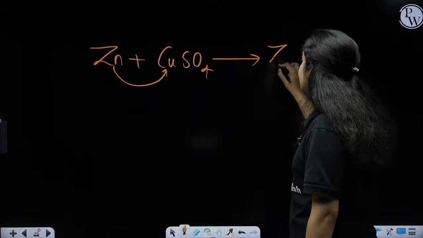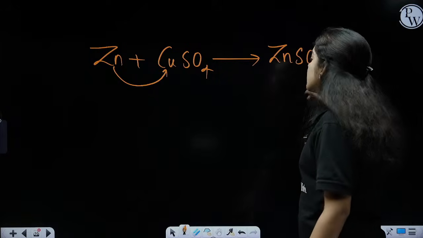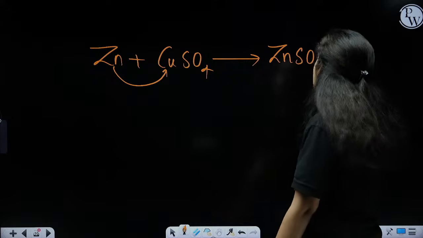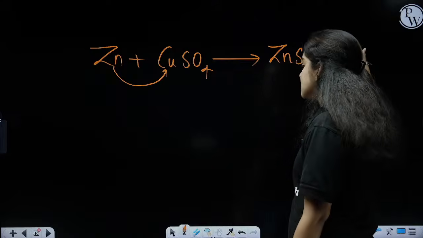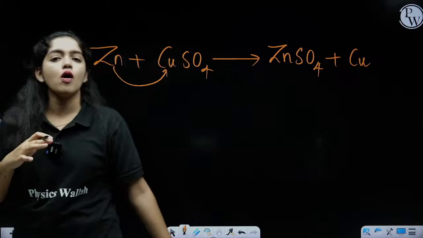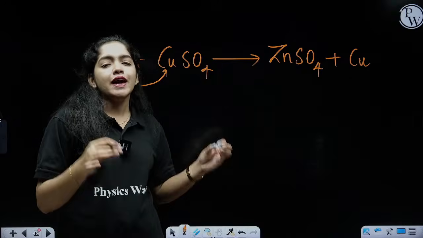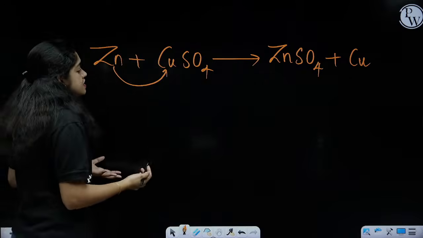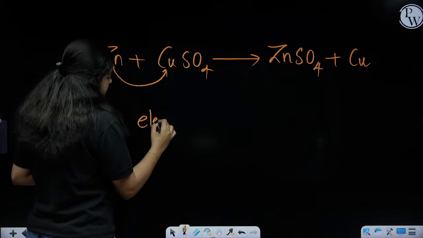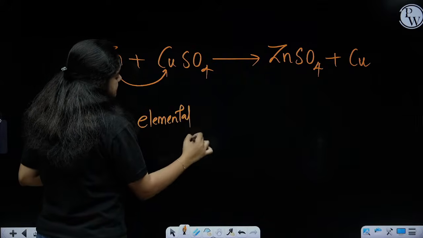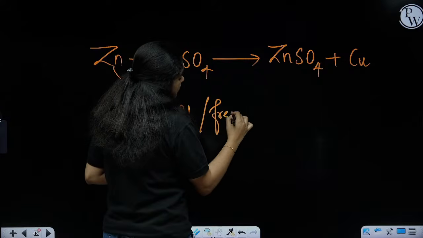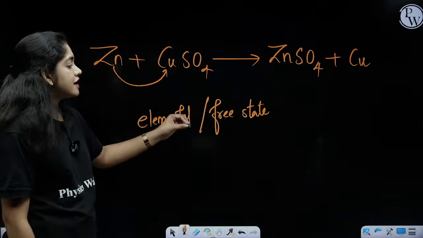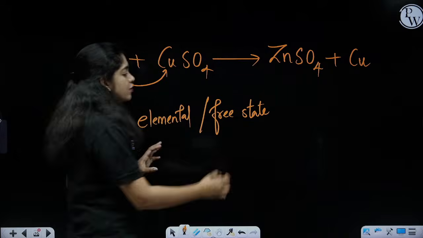So the product will be what? ZnSO4. And what will copper do? It will move from its place. The copper is displaced from its position. So copper is removed. Now we are going to write the oxidation states. If anything is in the elemental state, the charge will be what? 0. Elemental means free state. If any element is in the elemental state or free state, the oxidation number is equal to 0.